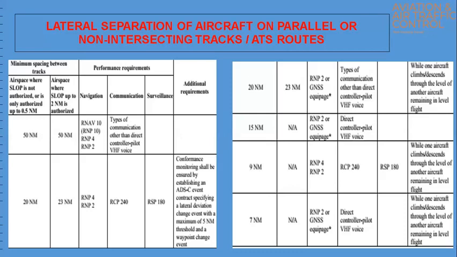Then if RNP 4 and RNP 2 are there and RCP 240 and RSP 180 performance requirements are available, in that case 50 nautical miles will further reduce to 9 nautical miles. And if we go to further enhancement of RNP 2 or GNSS equipage with direct controller-pilot VHF communication, then this 9 nautical miles will reduce to 7 nautical miles. This happens in our SIDs and STARs in the approach phase.